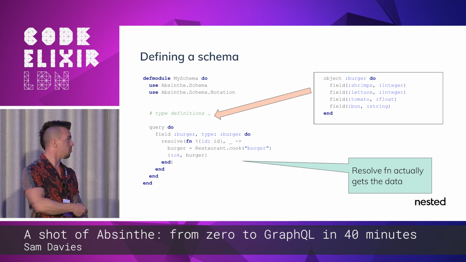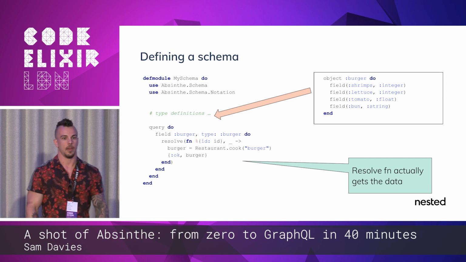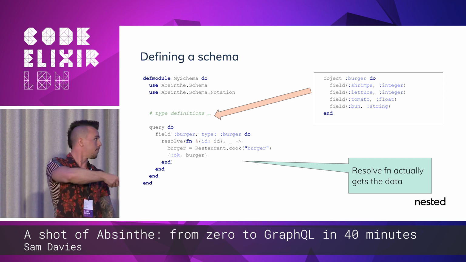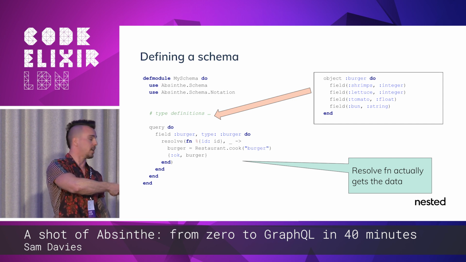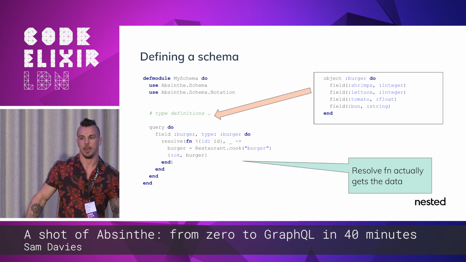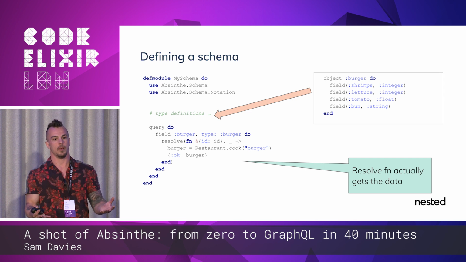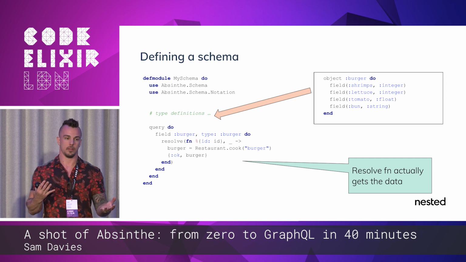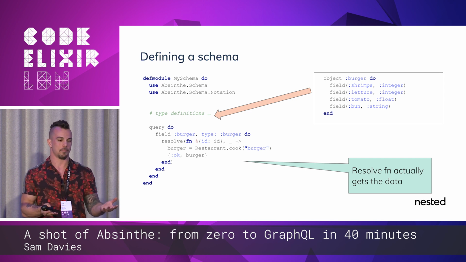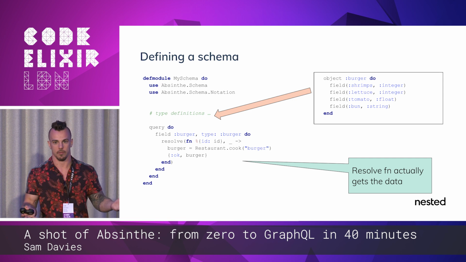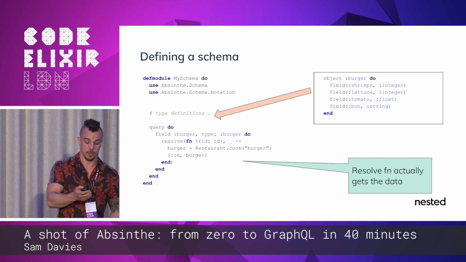So let's say that this resolve failed for some reason. Maybe the chef was sick or something. Then we could return the tuple error and then put a string in here like "chef was sick." And then if a client makes that query, they're going to get back their salad still, because presumably that was pre-made in the fridge. But instead of getting their burger back, they'll get an error that says, oh, hey, we couldn't do this for this reason. That's super handy.